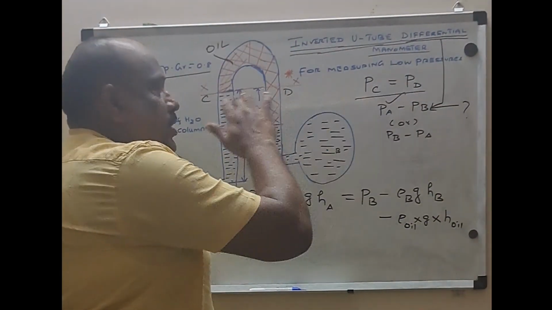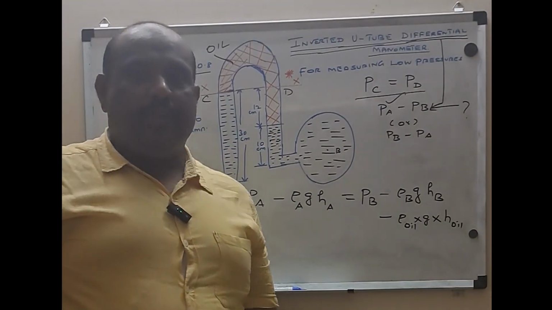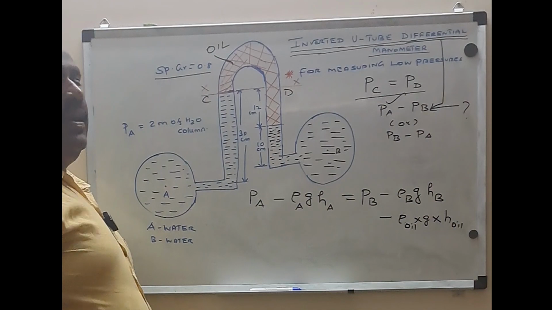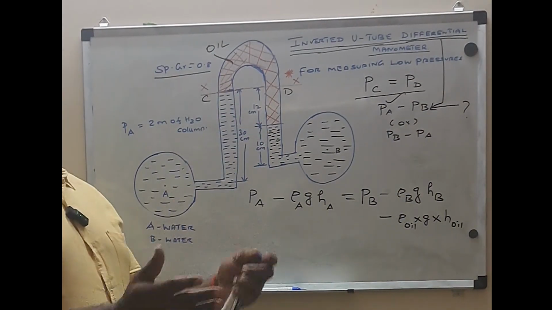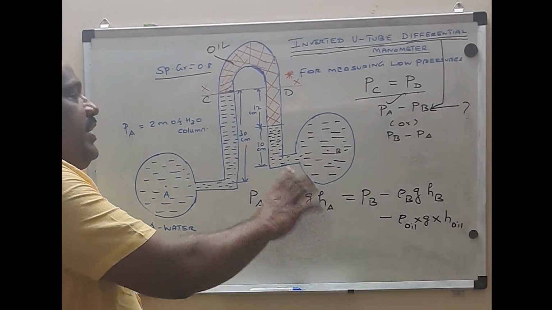Pressure C should be equal to pressure D. I have taken this datum plane as much at the top as possible. This is the maximum possible where the two fluids get differentiated. So coming to the left hand side, this is PA plus rho g into hA.